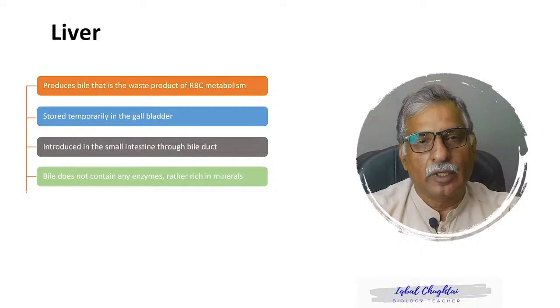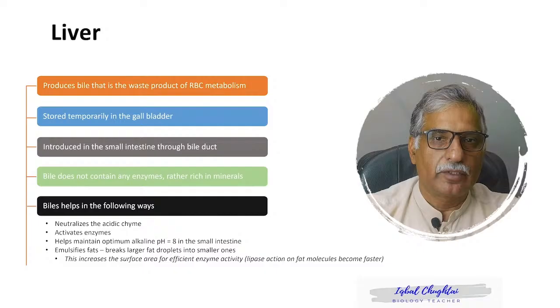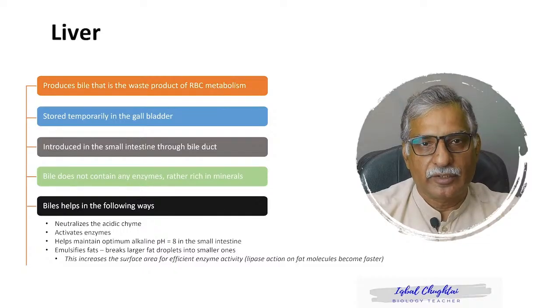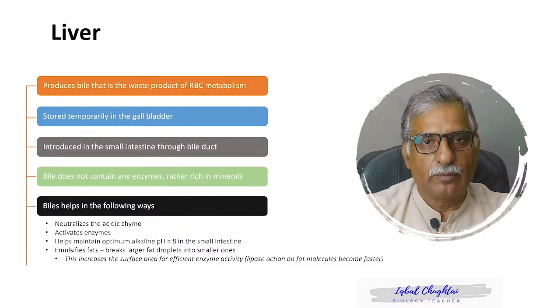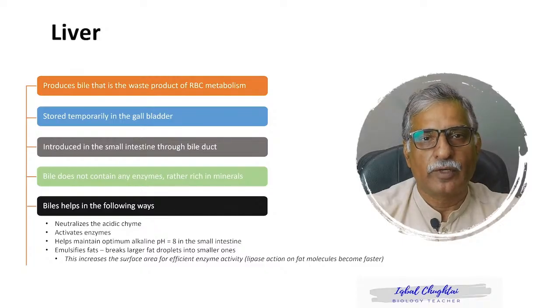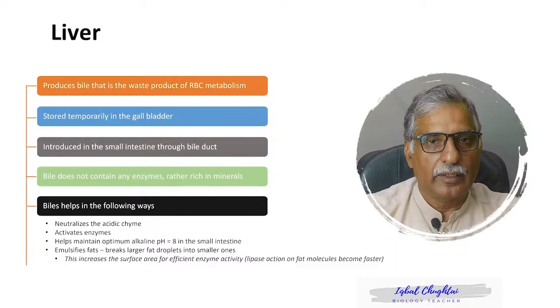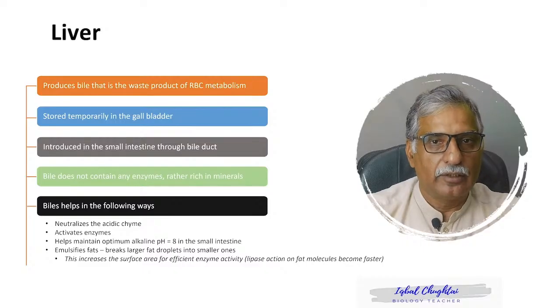The minerals present in the bile neutralize the acid present in the chyme. These minerals also help in defining the alkaline pH in the small intestine cavity. This bile also activates enzymes that are coming from the pancreas, and it also emulsifies fats. The fats are emulsified from larger fat globules to smaller fat droplets. This increases their surface area, and it helps the lipase enzyme to digest lipids, digest fats, in the shortest time.